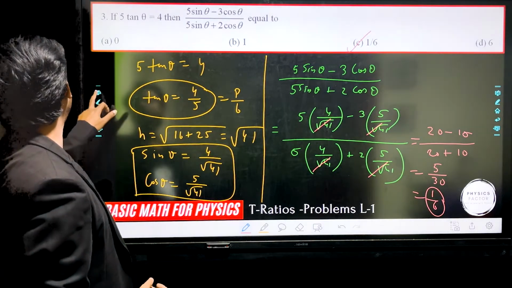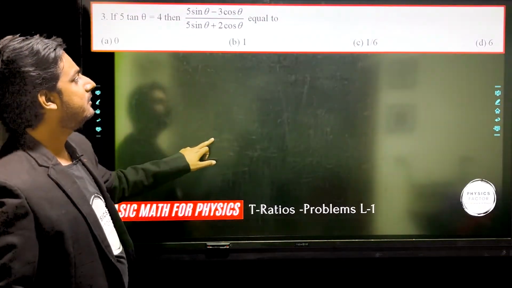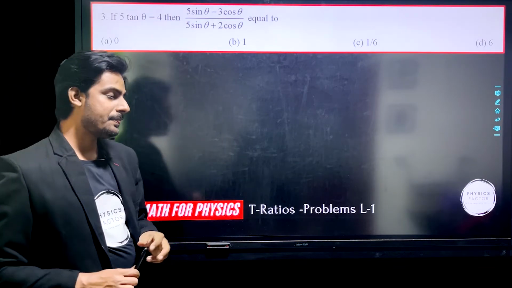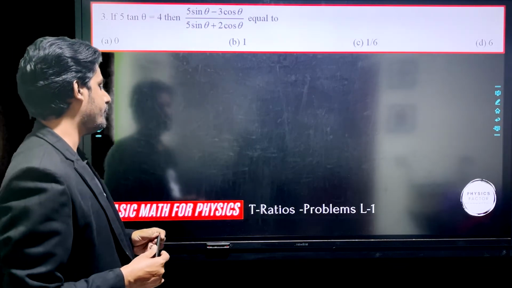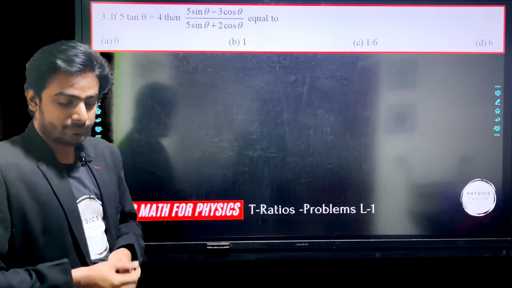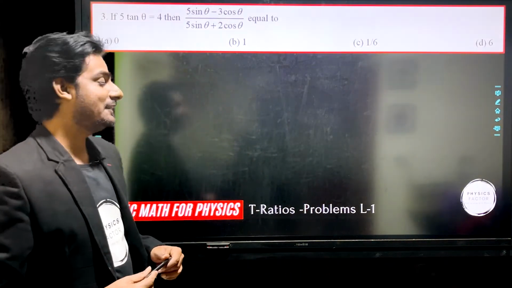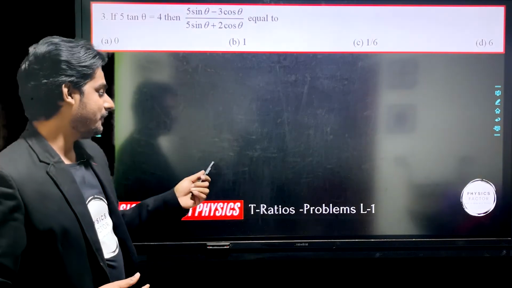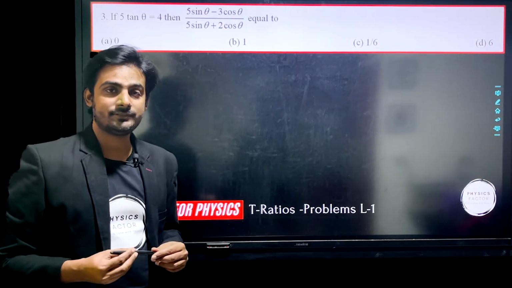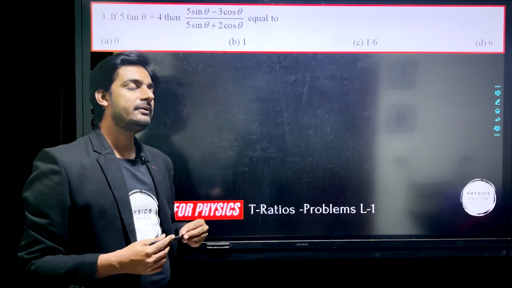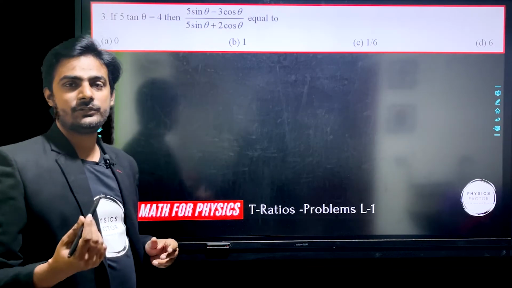So this is question number 3. I think the questions are over. Yes, so that's all about this lecture number 4, where I have discussed the concept behind the trigonometric ratios and the problems related to the assignments. In the next lecture, we will be discussing the trigonometric ratio problems level 2. Okay, so see you in the next lecture.